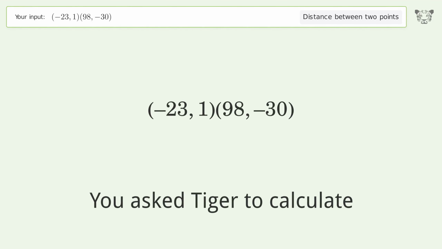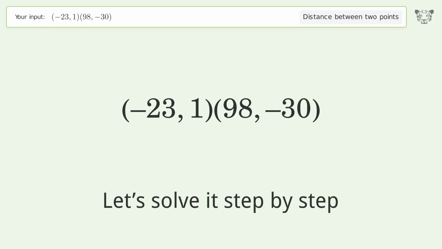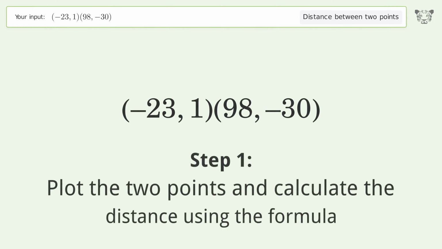You ask Tiger to calculate. This deals with the distance between 2 points. The distance between the 2 points is the square root of 15,602, or 124.908. Let's solve it step by step. Plot the 2 points and calculate the distance using the formula.